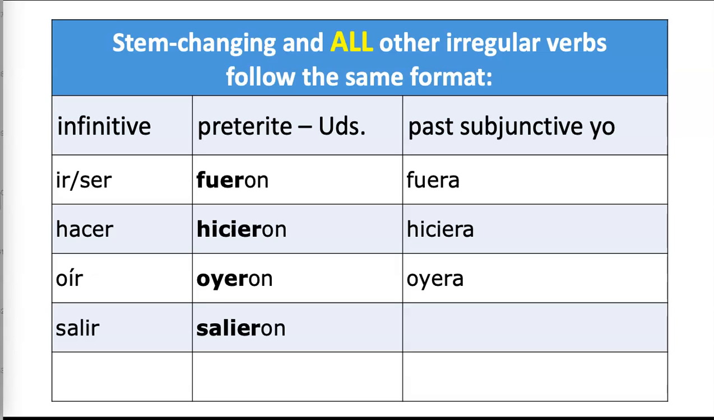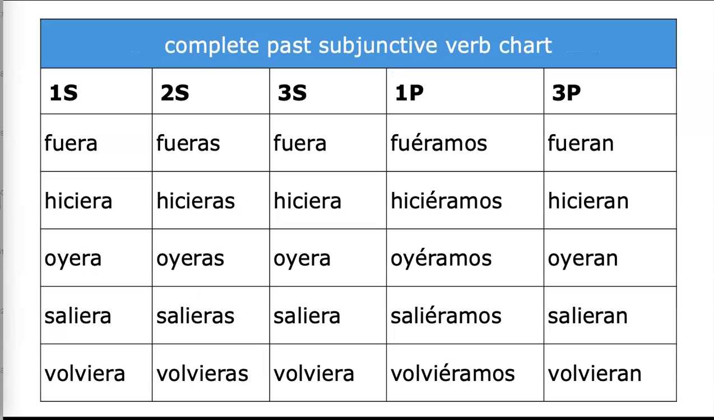Salir, salieron becomes saliera. Volver becomes volviera. And here's the complete chart for all of them. And I'm going to go ahead and end the video here. I strongly encourage you to write many verb charts because memorization is the key.